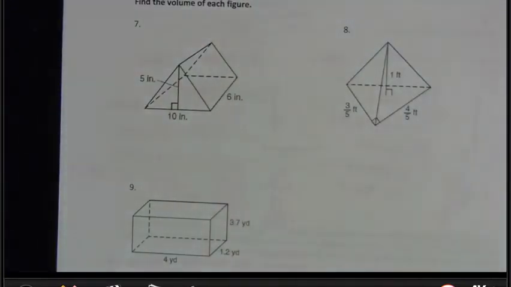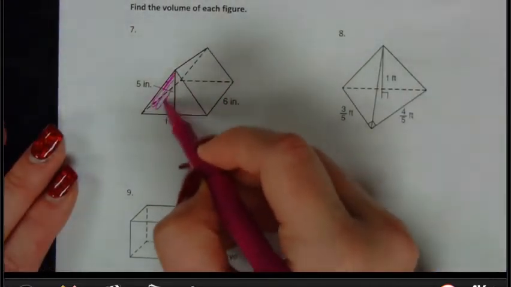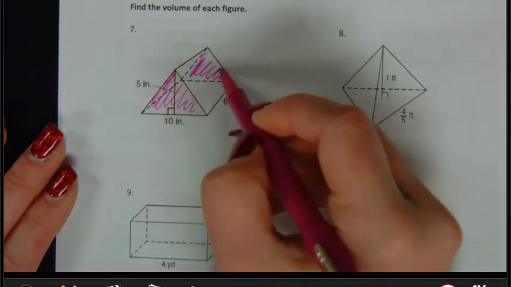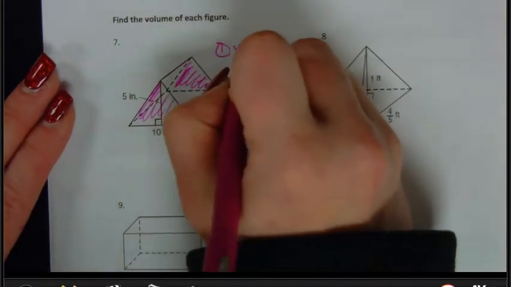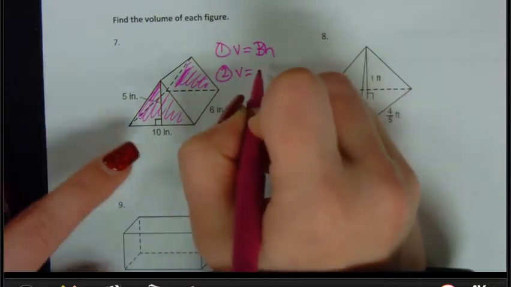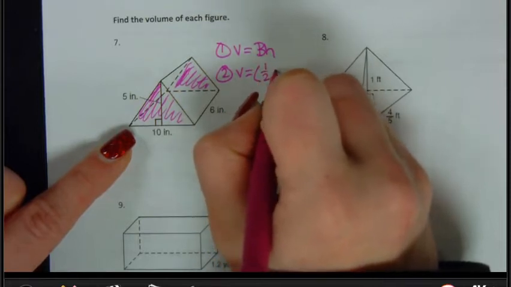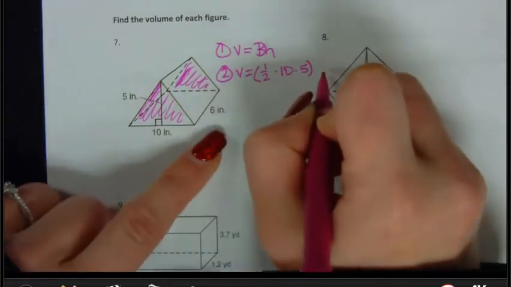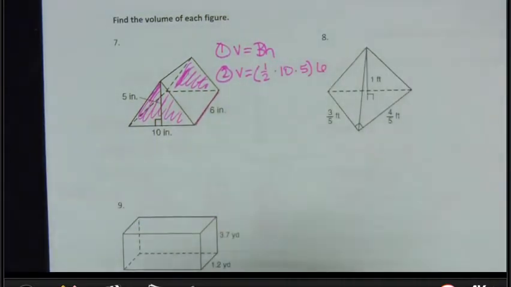All right. Let's look over at number 7. Number 7 is asking us to find the volume of each figure. Okay, so it looks like I have 2 triangular bases. So if I want to go ahead and color these in here, I have 2 triangular bases, which means I'm going to have a prism. So my volume for a prism is V is equal to capital B times H. Second step is to plug in. So looking at my base to find the area, it looks like it is a triangle. So I'm going to have 1/2 times 10 times 5 times the height, which remember the height of a prism is the distance between the 2 bases, which is 6.